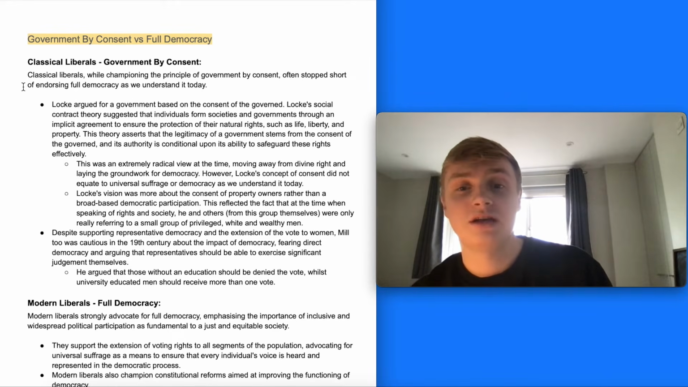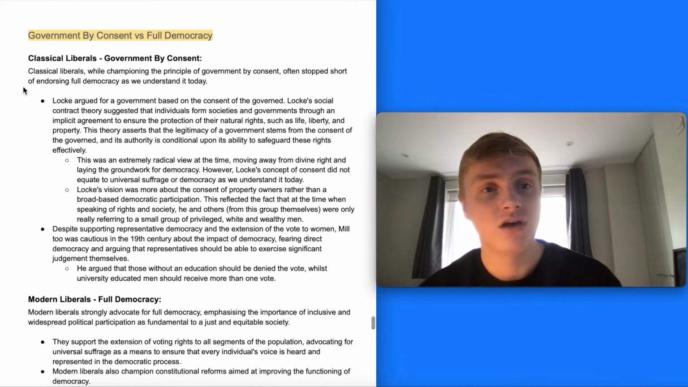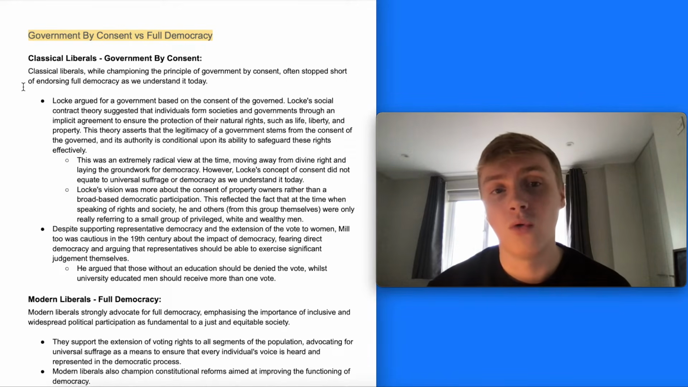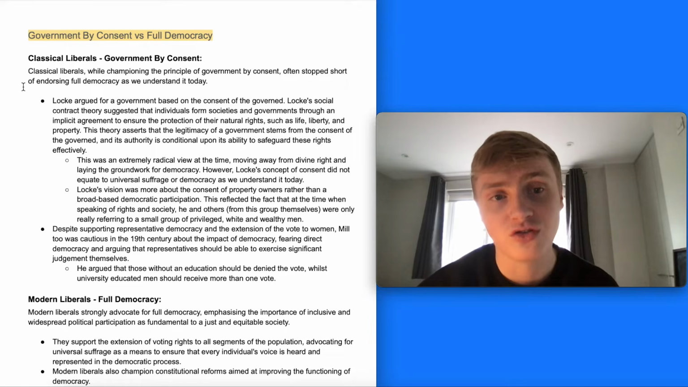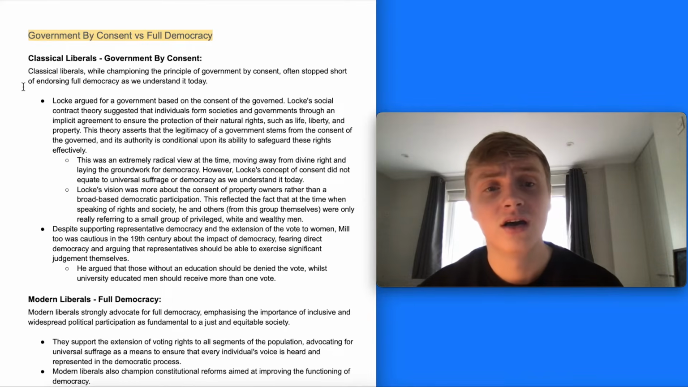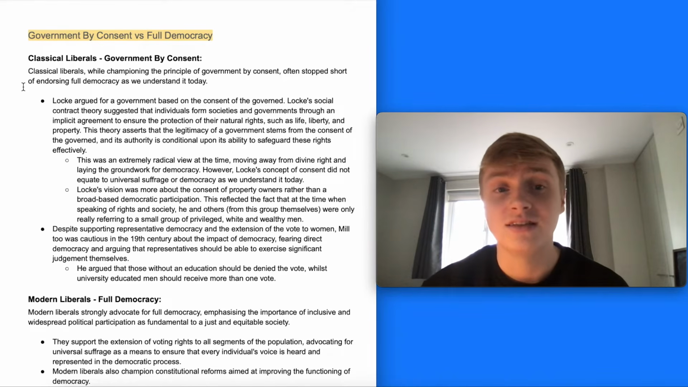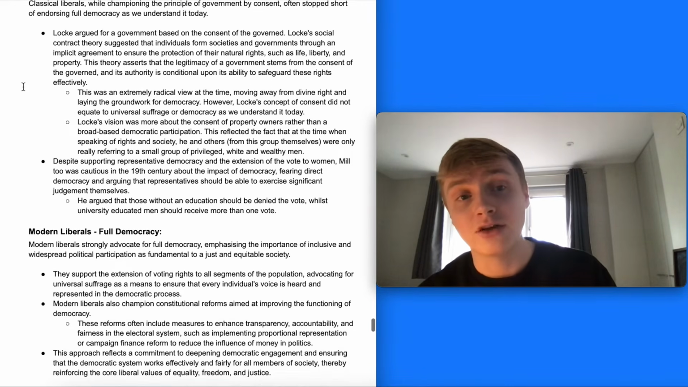Where we can see a bit of a difference between classical and modern liberals is the extent to which they support full democracy. So Locke really started this liberal belief and argued for government based on consent of the governed. His social contract theory suggested that individuals form societies and governments through an implicit agreement to ensure the protection of their natural rights, such as life, liberty, and property. This theory asserts that the legitimacy of a government stems from the consent of the governed, and its authority is conditional on its ability to safeguard these rights effectively. A very radical view at the time, moving away from divine right and laying the groundwork for democracy.